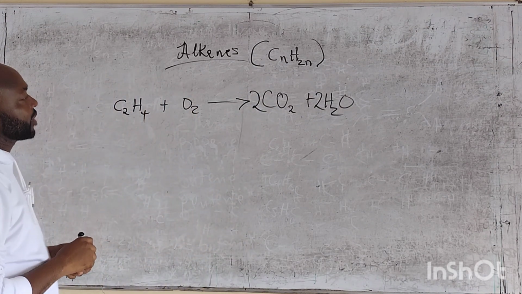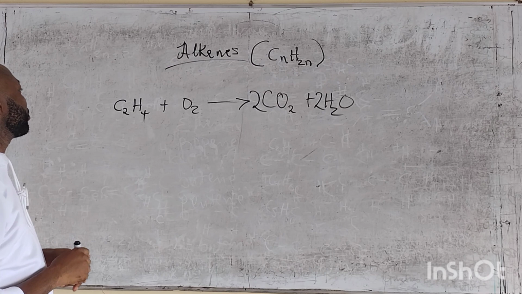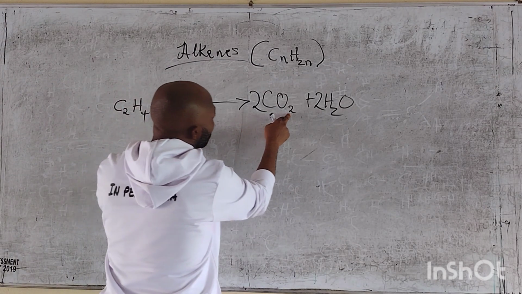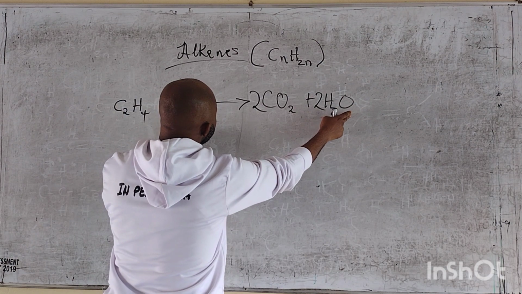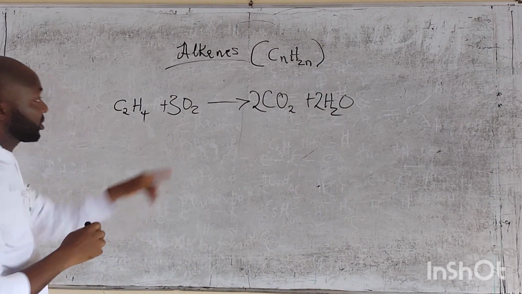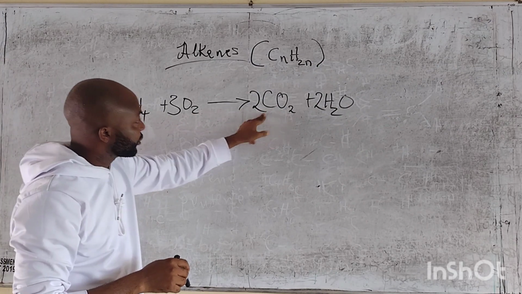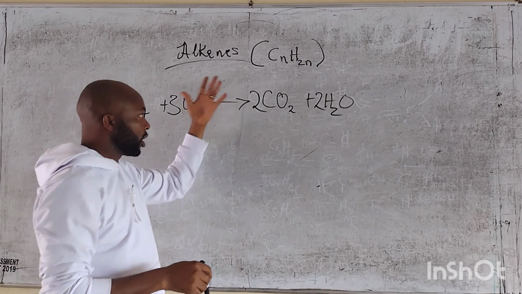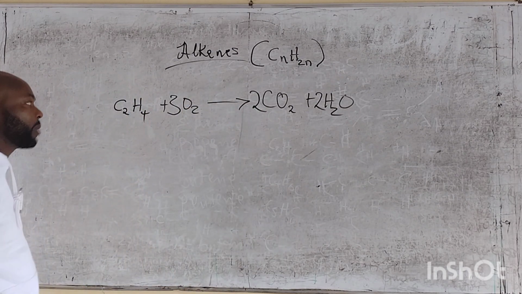Okay, let's see if that's true. But oxygen, we have 2. And we have 4 plus 2, 6. So if I come back here, I put 3. Oxygen becomes 6. Oxygen here is 4 plus 2, 6. Hydrogen is 4, hydrogen is 4, carbon is 2. So like this, the reaction is balanced.